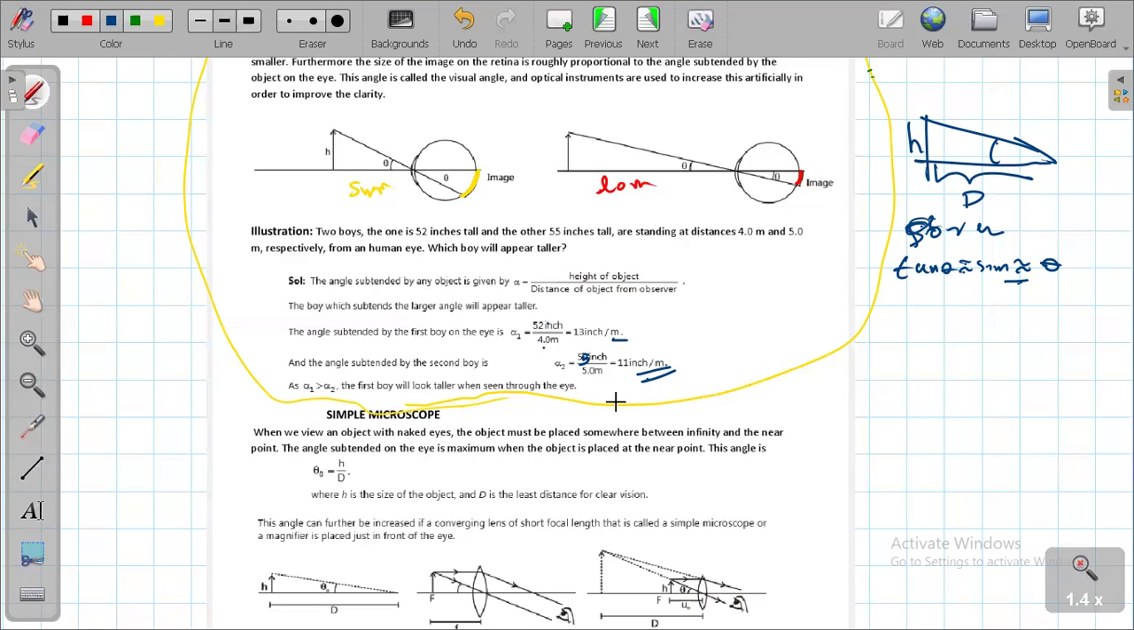Can you understand? Even the shorter guy appears to be taller. All because of the angle.